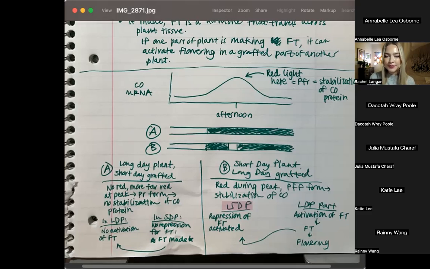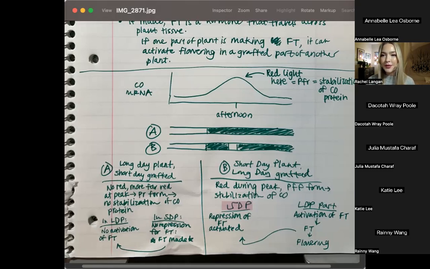Rachel, anytime we're grafting opposite day plants, like a long day plant and a short day plant, as long as they're opposites, do we always assume that flowering is going to happen because FT is made in at least one of the plants? Yes. I'm trying to think of a situation where you would get no activation of FT in both of them at the same time. And I can't think of how that would occur. So yeah, I think that would be safe to assume.